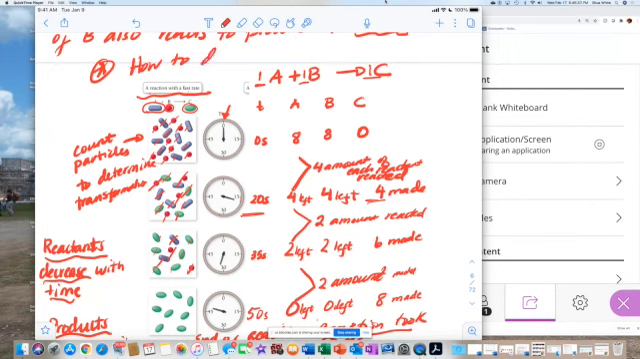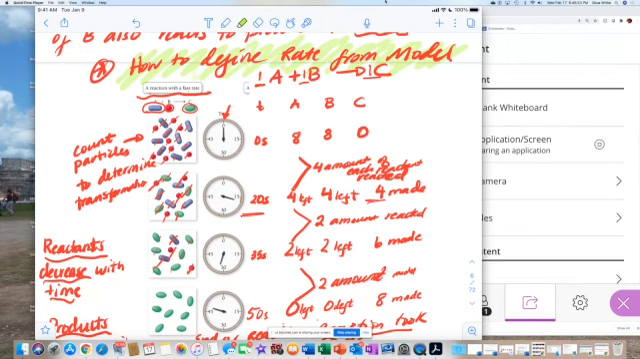How to define rate from a model. How about that? The picture. This is a model. So make sure you know how to do this. I'm just telling you the type of questions, okay?